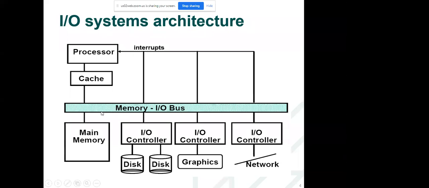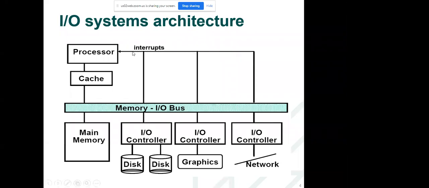The memory bus is a bus flow line which helps to fetch data from memory and pass it to the processor, and to pass data from the processor to the memory simultaneously. That is how it works. These are the interrupts. I think you know the concept of interrupts.